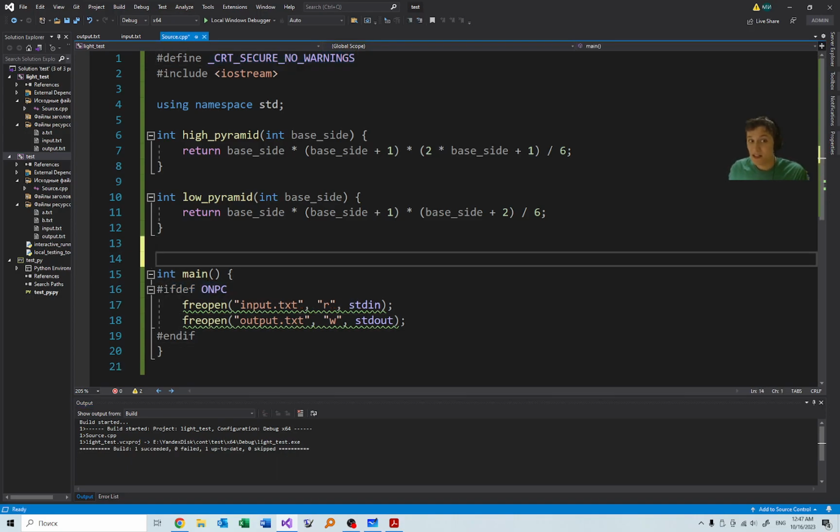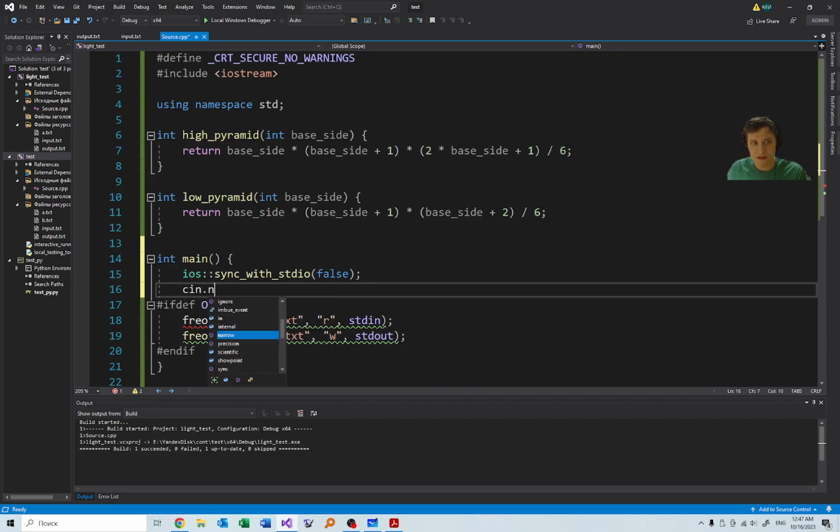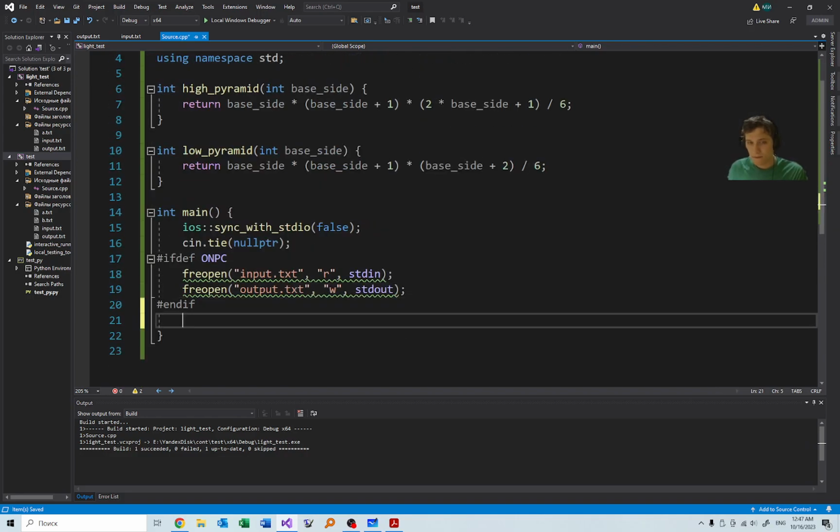And also, just in case, I have 2 lines for speeding this up. IO sync with stdio false and cin.tie null ptr. Okay. And here we just ask this thing. Okay.